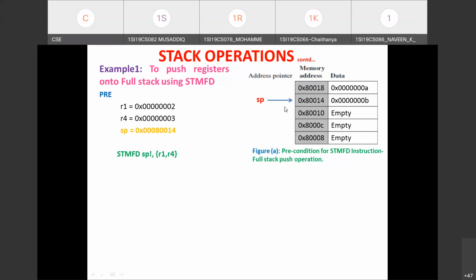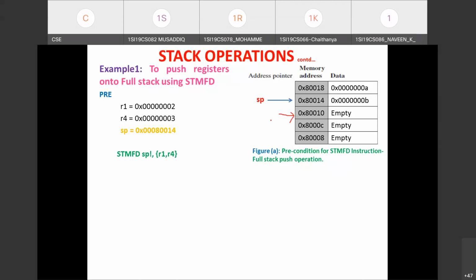It is a full stack. SP gets decremented and then the data is inserted. SP is having 80014. So after decrementing SP by 4, it will be 80010. Can anyone tell which register content will be saved? I told one important note while we were discussing load multiple. Which register? R4. Very good, R4.